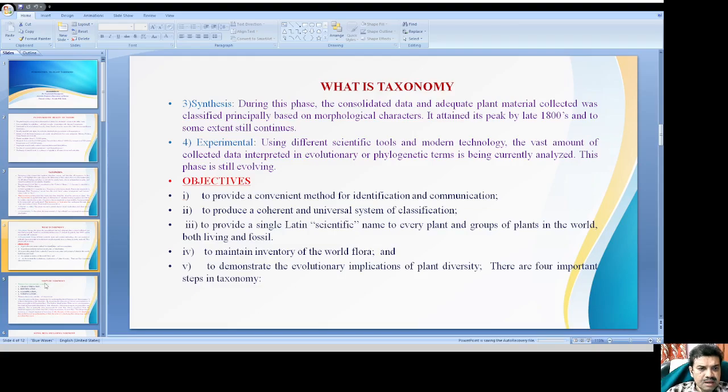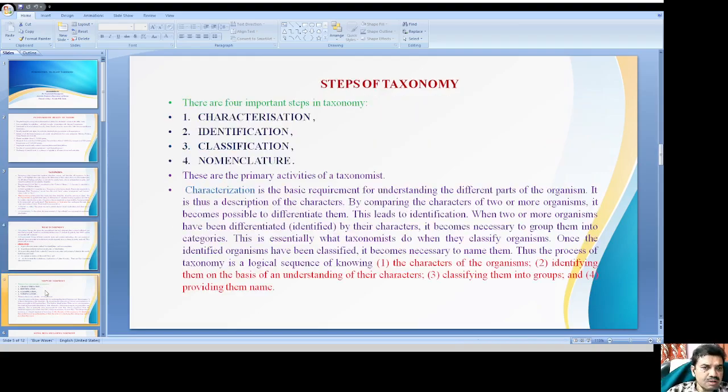aspect. Now, let me take you to the four important steps in plant taxonomy. Whether you identify any plant, classify those identified plants, or give any definite name to the plant, you first go for characterization. That means the plants must have certain characters, and mostly in the very fundamental or juvenile stages of plant taxonomy, the morphological characters are taken into account and given top priority.